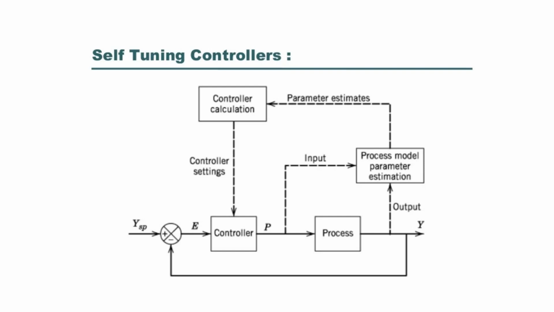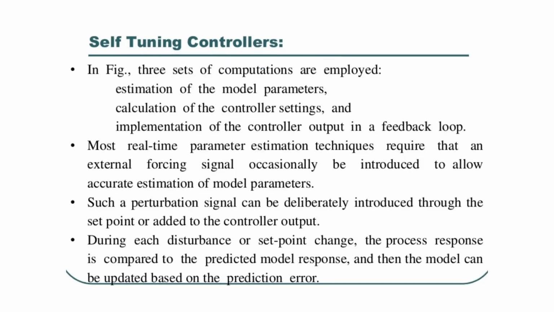Here you have a normal closed loop control system. You have a set point, error, controller, followed by a process, and based on the process input and output, you are going to have the model parameter estimation. This is online, and based on the estimate you are going to do the controller calculation. This is called a self-tuning controller. Based on the parameter updation, it is going to change the controller settings.